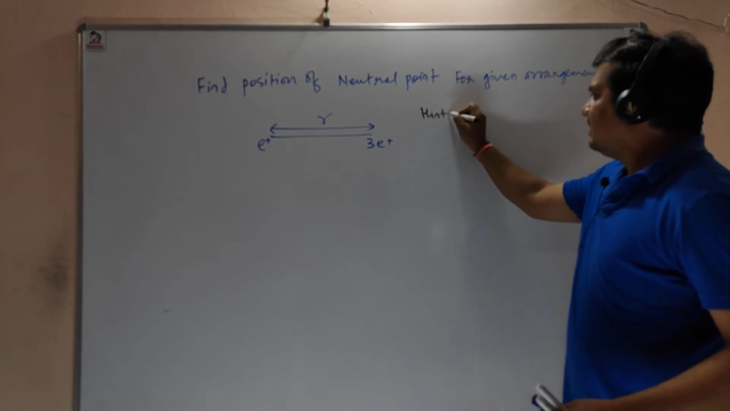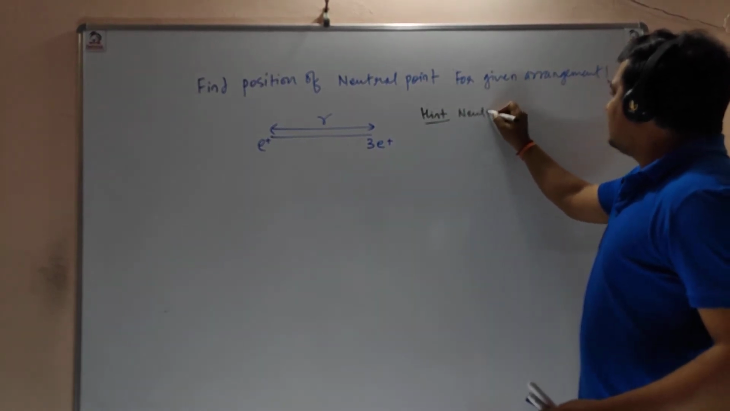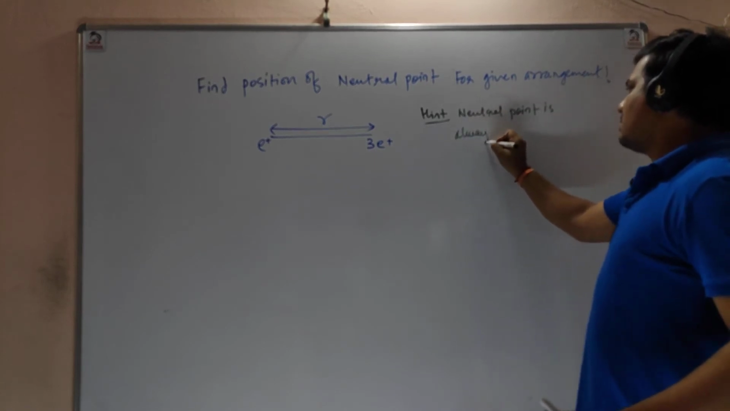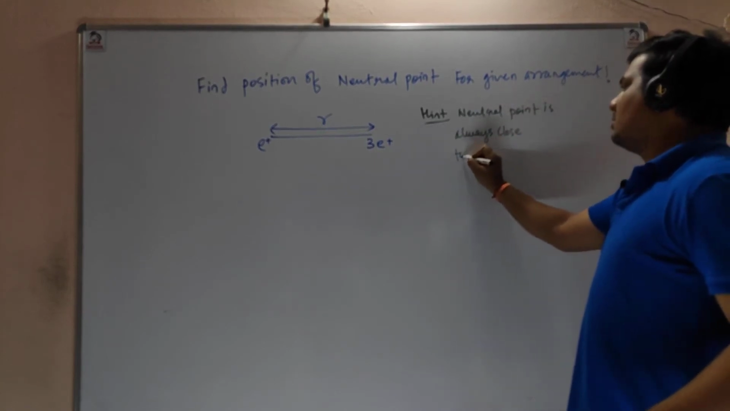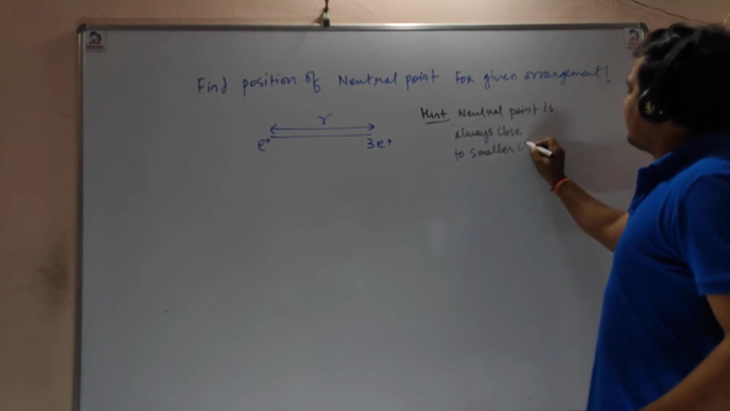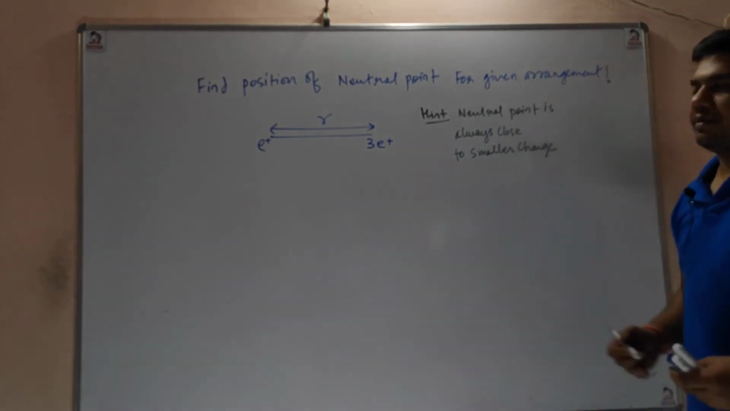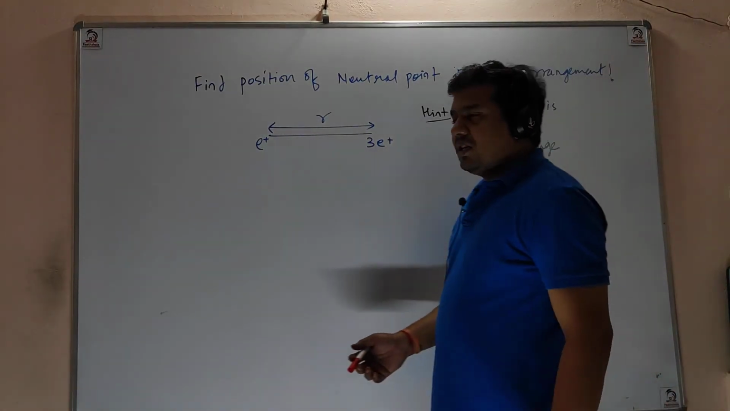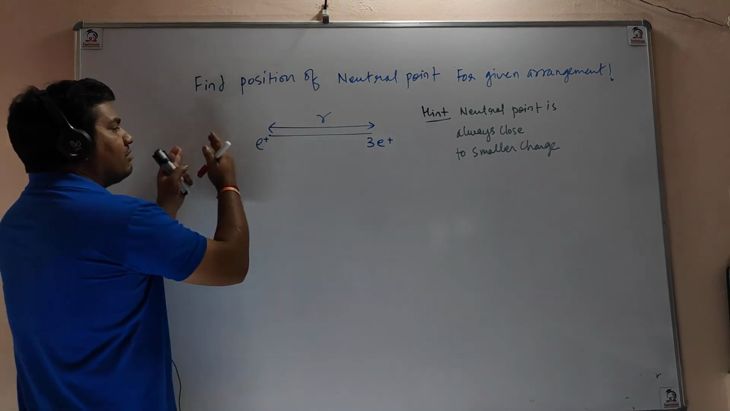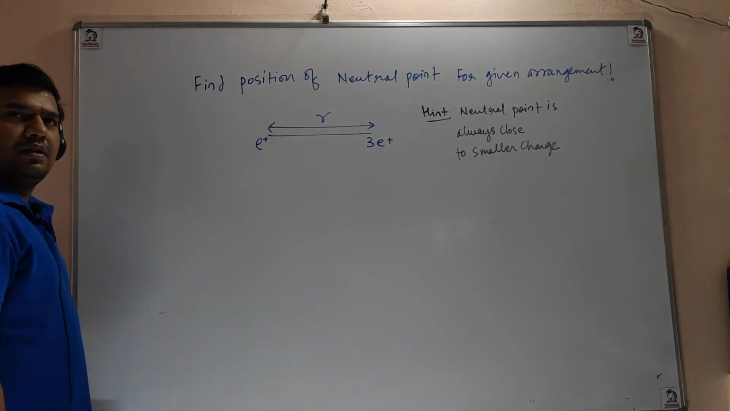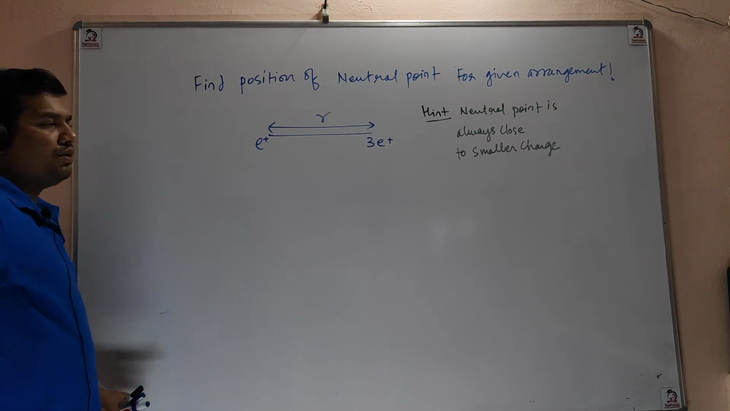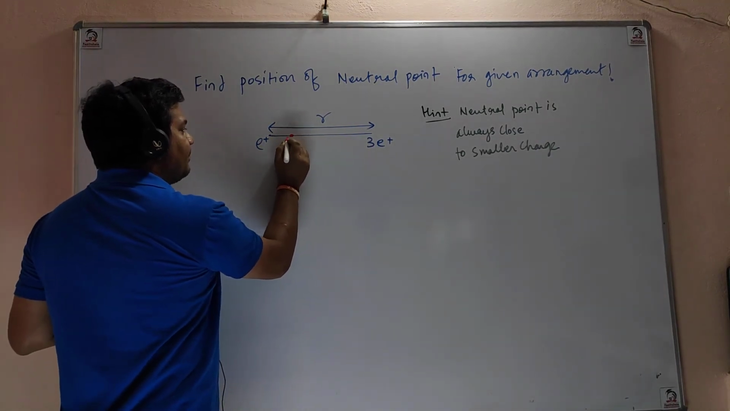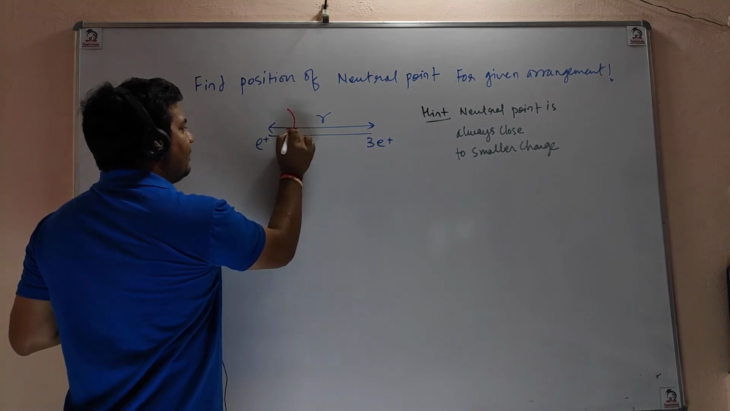Hint: the neutral point is always close to the smaller charge. It must be between these two charges or outside the charges. The neutral point must be between, and closer to the smaller charge. Suppose at this point we will get the neutral point.